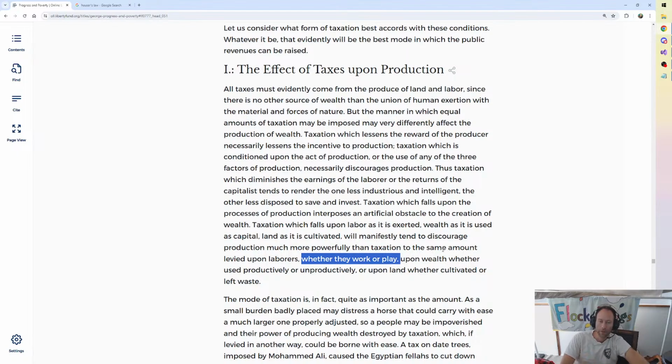The taxation to the same amount levied upon workers, whether they work or play, upon wealth, whether used productively or unproductively, or upon land, whether cultivated or left waste. Yes, okay, I'm with you. The mode of taxation is, in fact, quite as important as the amount, as a small burden badly placed may distress a horse that could carry with ease a much larger one, properly adjusted. So a people may be impoverished and their power of producing wealth destroyed by taxation.